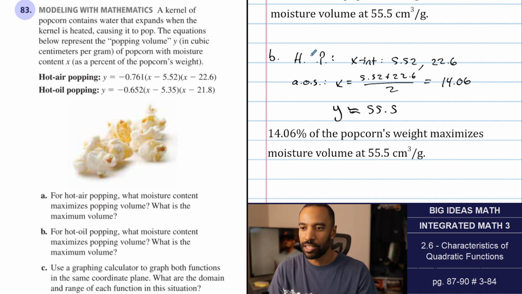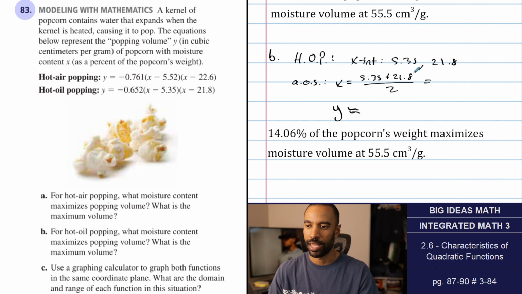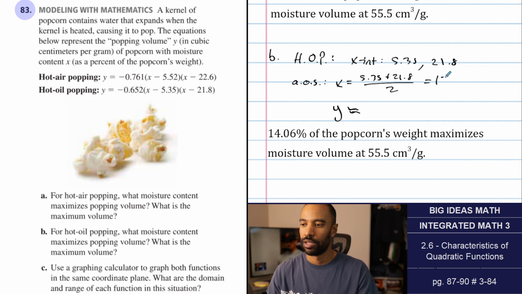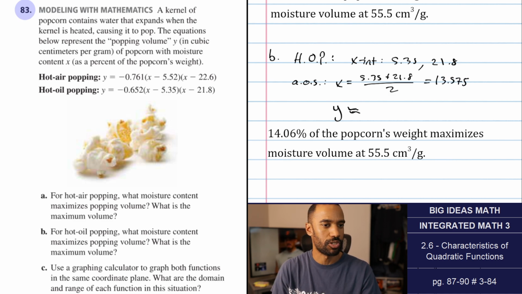So x-intercepts this time, we have 5.35 and 21.8, which is here. This doesn't seem to make it any easier, just the template at the end. All right, yeah, definitely. 5.35 plus 21.8 divided by 2 is 13.575. Now we're going to substitute that into there.